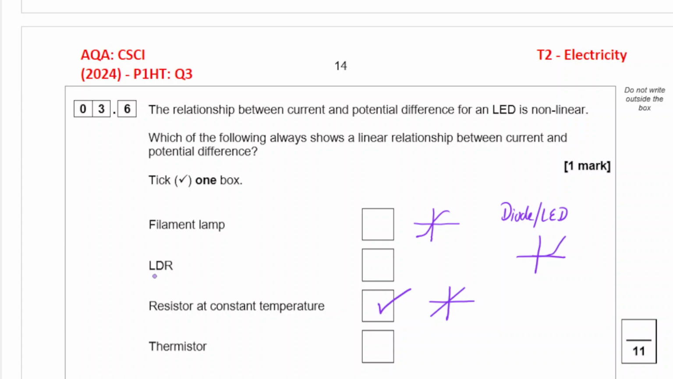Now, for a light dependent resistor and a thermistor, the current doesn't affect the resistance here. It's actually the light, and in a thermistor it's the temperature that affects the resistance. That brings us to the end of question number 3, and I will see you in question number 4.